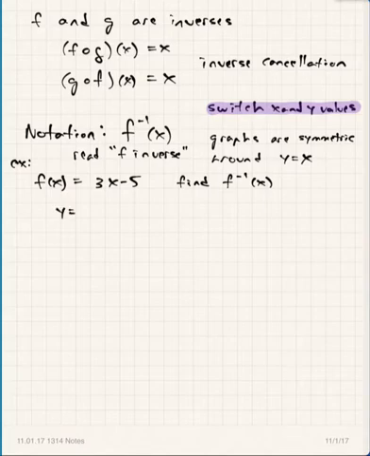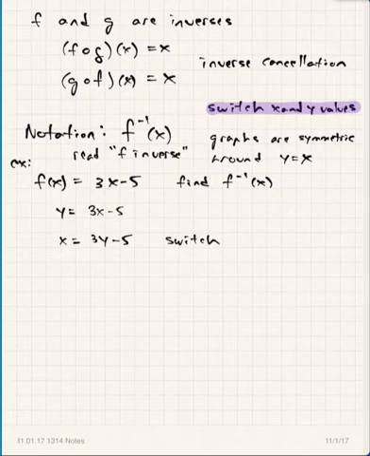Instead of f of x equals 3x minus 5, we write y equals 3x minus 5. And then we do what inverses do. We switch x and y values. So that's what I did at that step right there. I switched x and y values.